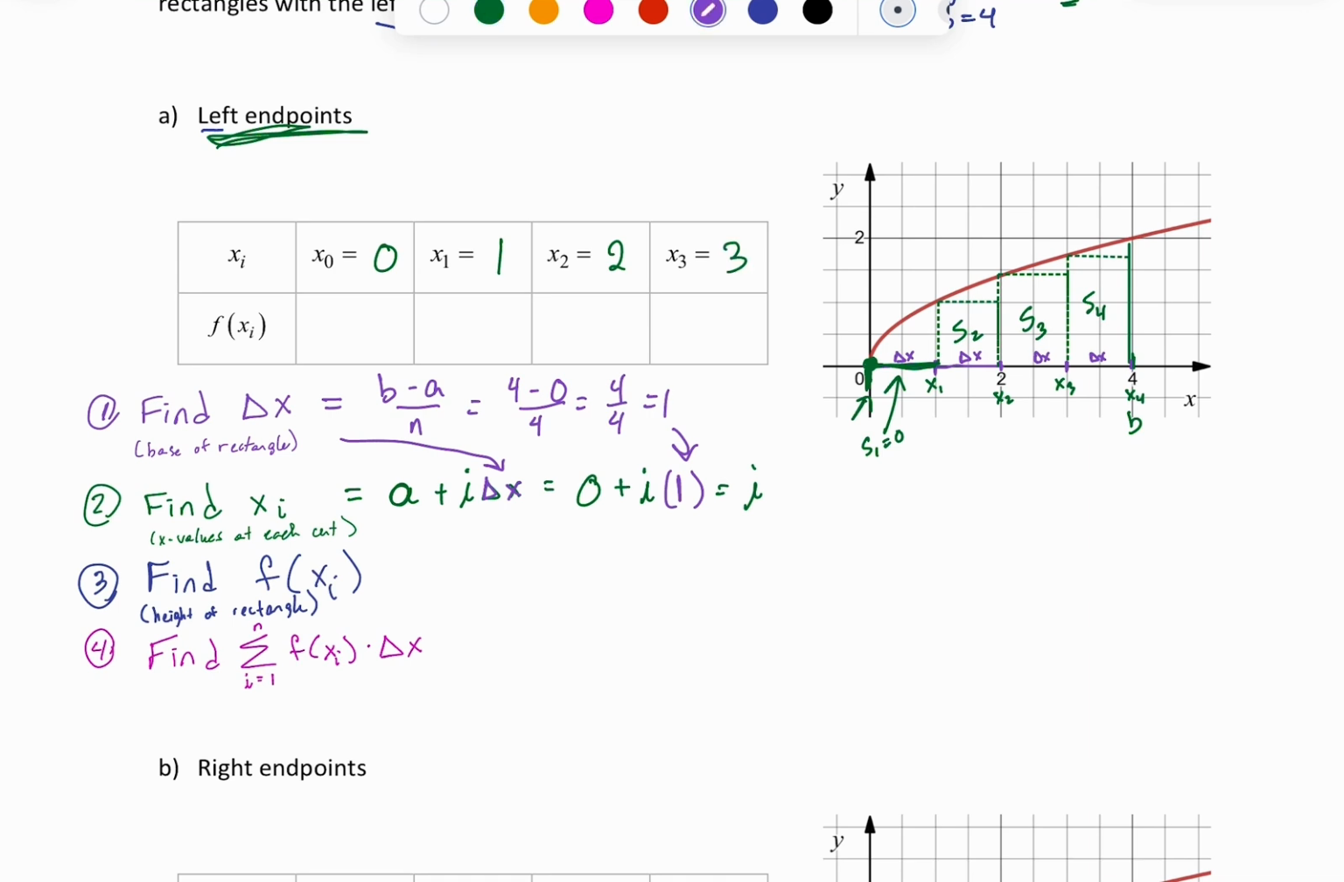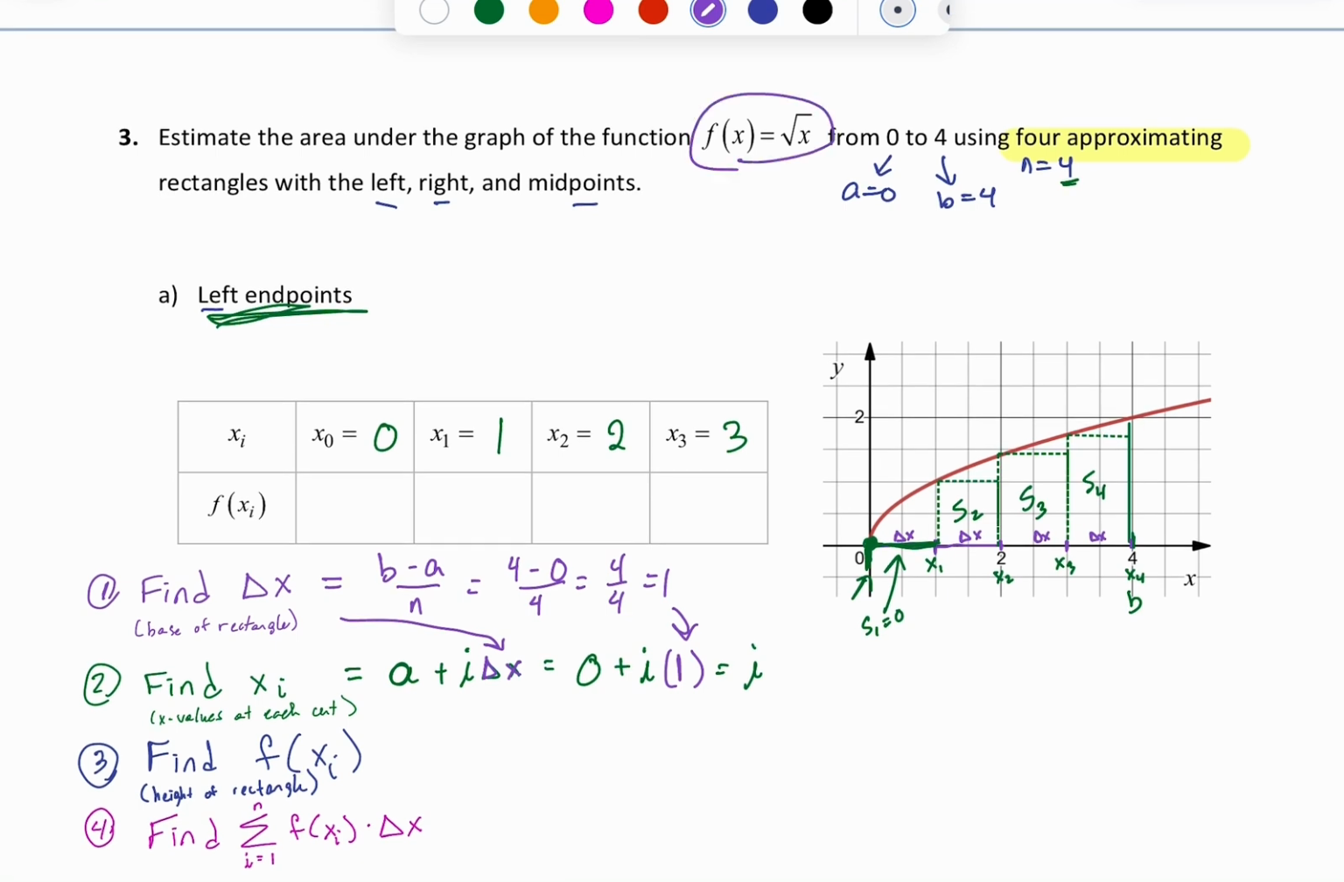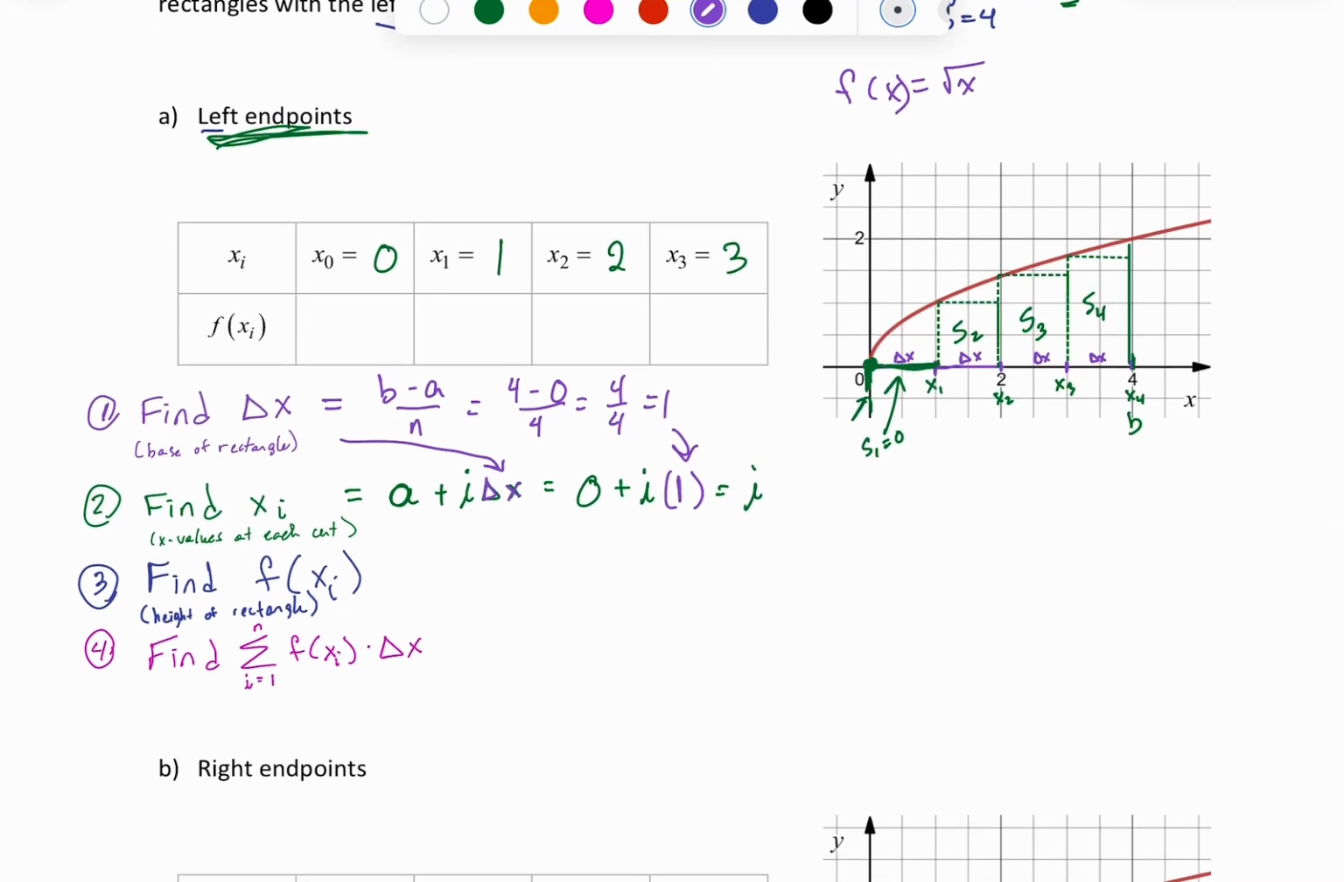So to find the height, I just evaluate the function, which was given to me up here. f of x equals radical x at each of those x's. So in general, I would write the function of the square root of xi, and we found that xi in the previous step. For this problem, xi is just i. So our function of i is the square root of i. So square root of 0 is 0, square root of 1 is 1, square root of 2 is radical 2, and square root of 3 is square root of 3.